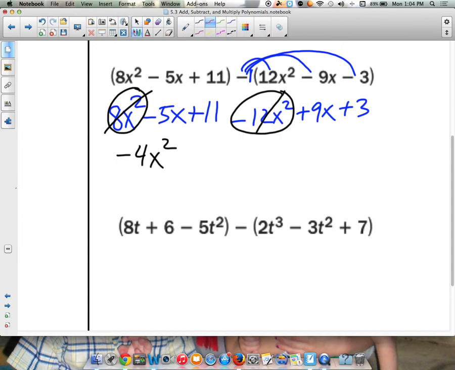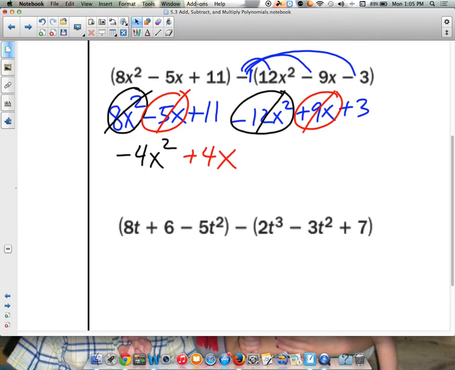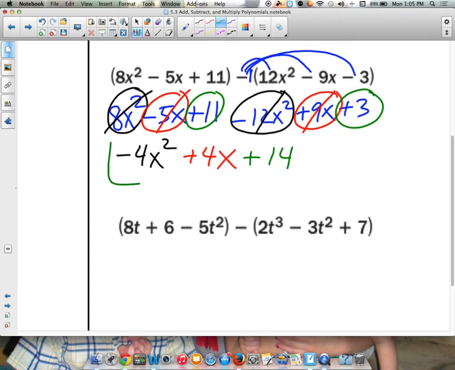I've got a minus 5x. I'm going to take that, and it's got a like term of 9x. So negative 5 plus 9 gives me positive 4x. And then I've got a plus 11 and a plus 3. Remember that constants are just numbers, and they are always like terms. 11 plus 3 gives me 14. And I've subtracted those two polynomials.